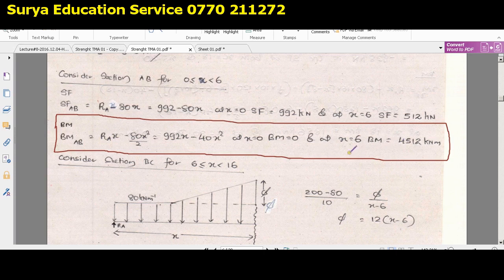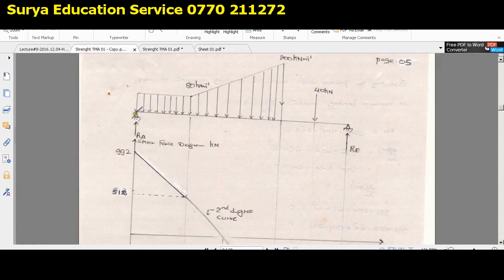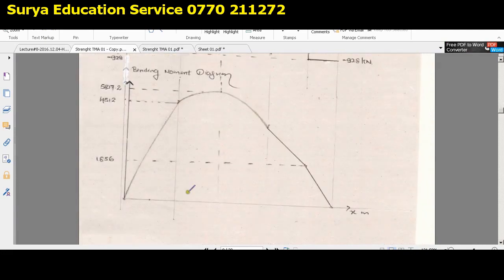So now you know, when x equals 0 the bending moment is 0. When x equals 6 the bending moment is this much. You know that. This is the respective section, so just go down and locate it. This is the bending moment diagram, right?